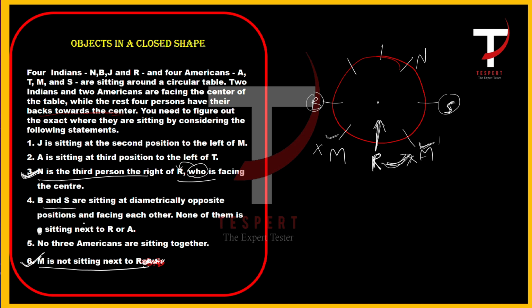So B and S are sitting at diametrically opposite positions and facing each other, that means facing the center. They are facing each other, right? If B comes here, S will definitely come here. If B comes here, S will come here, right? S comes here. Okay. So, A must be facing R.